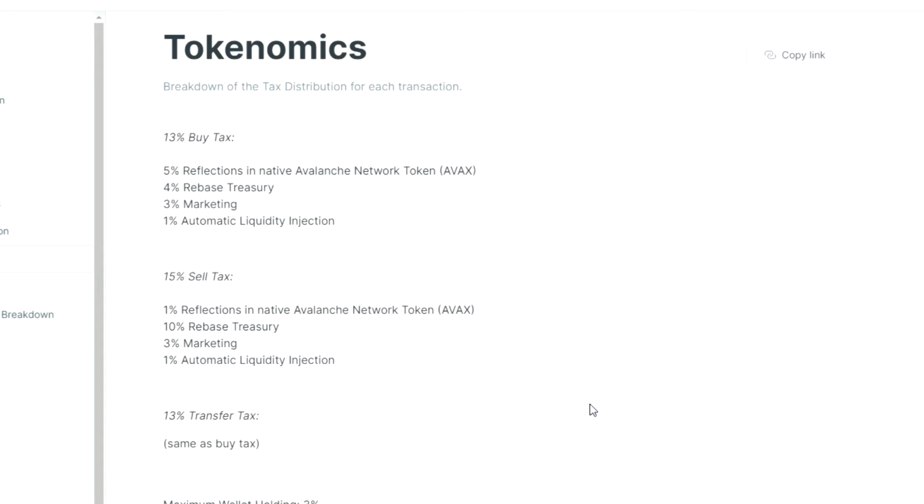Also, if you decide you want to transfer, there is a tax as well of 13%, which is the same as the buy. Transfer just means, say you have tokens in one wallet and you want to transfer them to another wallet, you can pretty much do that, but just keep in mind you will get hit with that fee.